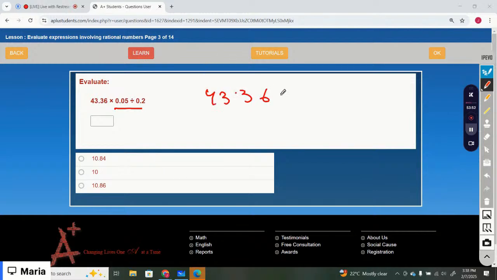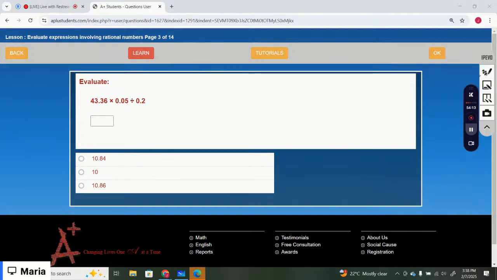You have to do division first because division has higher priority over multiplication. So when you divide, that is 0.05 divided by 0.2, that is 0.25. Now just multiply them. 43.36 times 0.25, so that is 10.84. Option number 1 is the correct option.